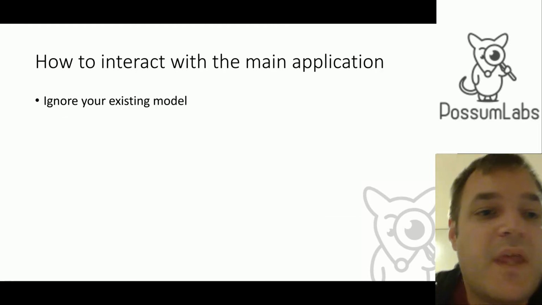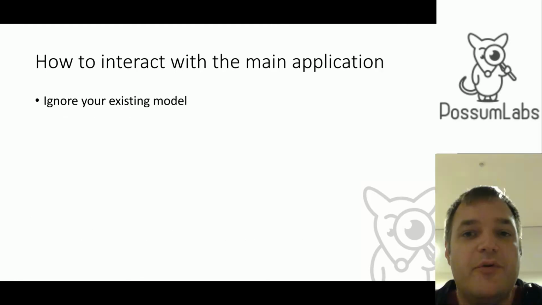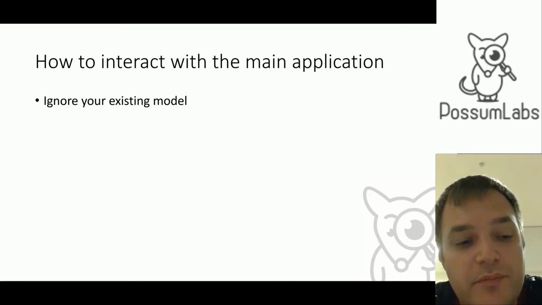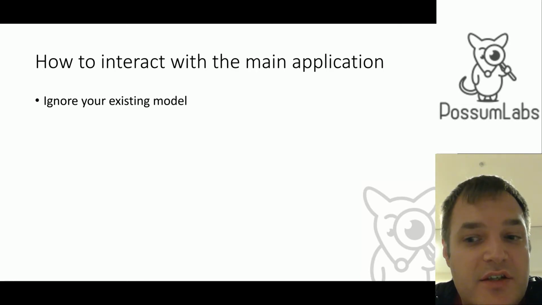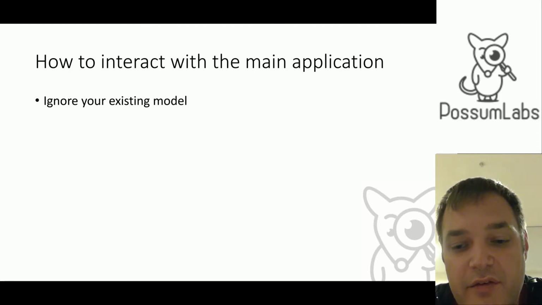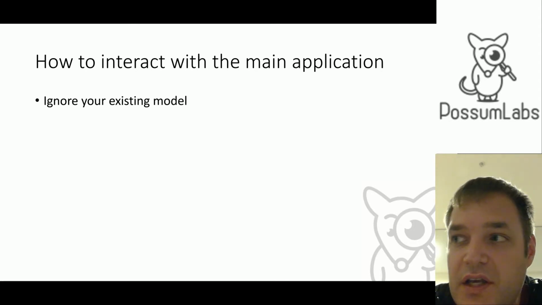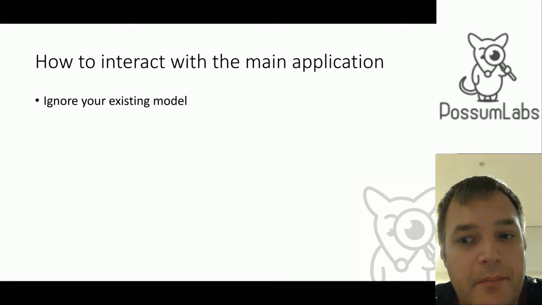All right, let's talk about some of the examples on how you can interact with your main application. In this particular example, we're going to be assuming you're going to be writing your test cases long after you have written your application. So the first thing you want to do is ignore your existing model. Your existing model was the best guess people had at the time. And you know what? The business since that point changed.